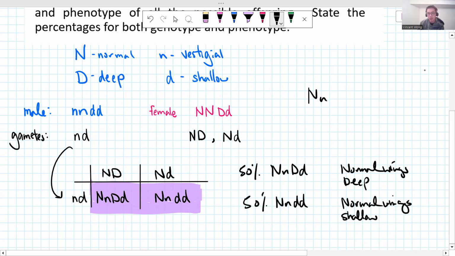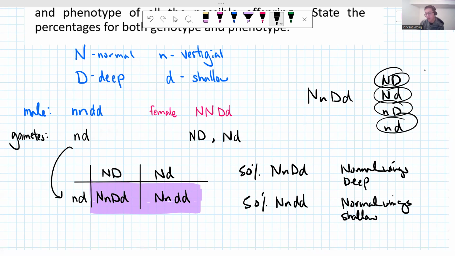In the case where it's like big N, big D, small d, then you would have four types of sperm or four types of eggs, right? Big N, big D; big N, small d; small n, big D; small n, small d. These would be the different types of gametes, different types of sperm that can be produced, as well as different types of eggs, right?